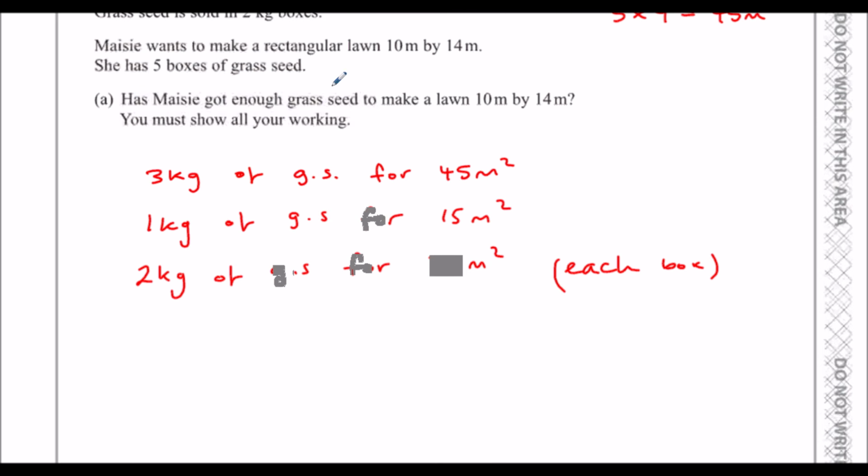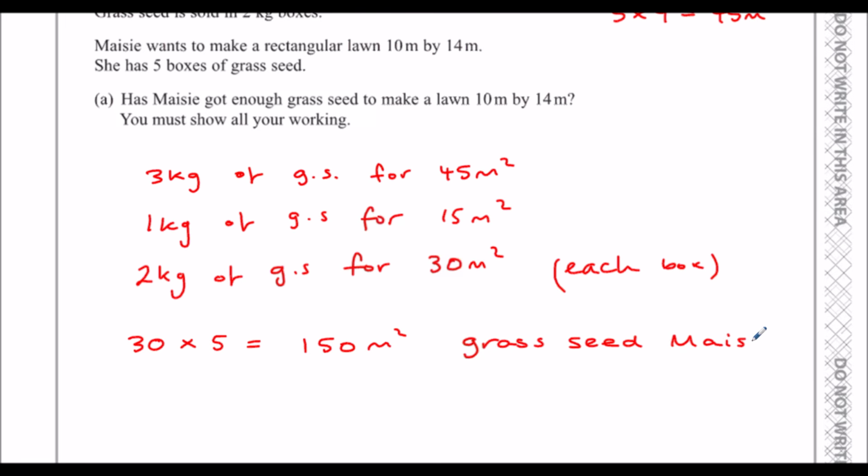She has 5 boxes. So let's do 30 times 5, which is 150 meters squared. So that's how much she has. So that's the grass seed that Maisie has. She has enough grass seed for 150 meters squared.